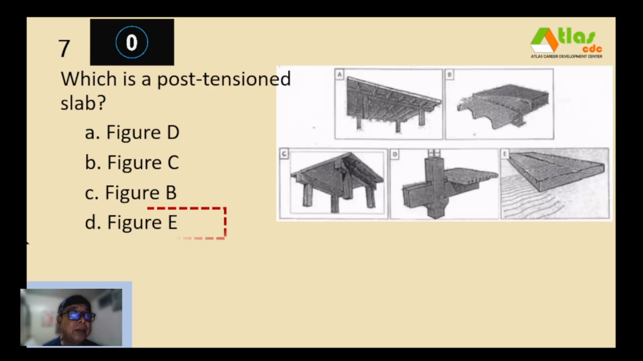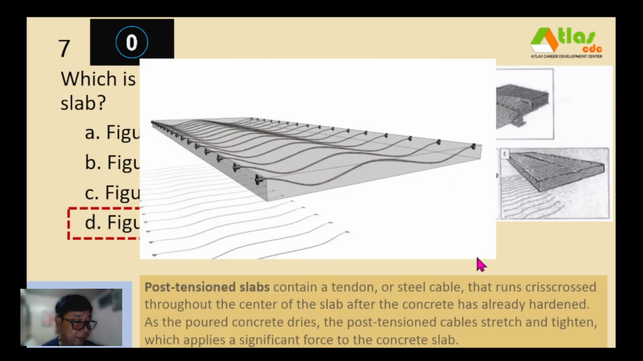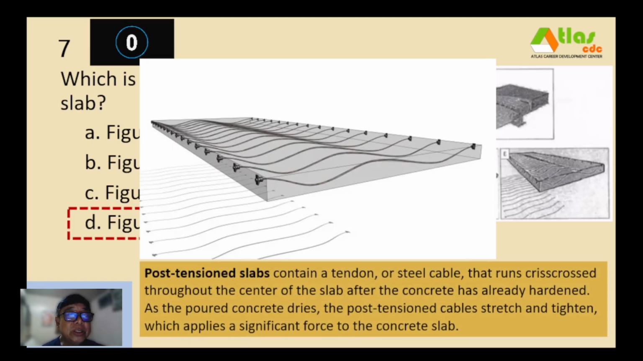And our correct answer is figure E, this one. So post-tension slabs contain a tendon, ito yan, or steel cable that runs crisscross throughout the center of the slab after the concrete has already hardened. As the poured concrete dries, the post-tension cable stretch and tighten, which applies a significant force to the concrete slab.